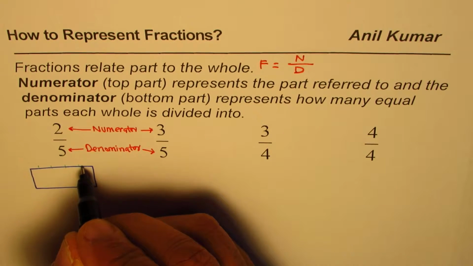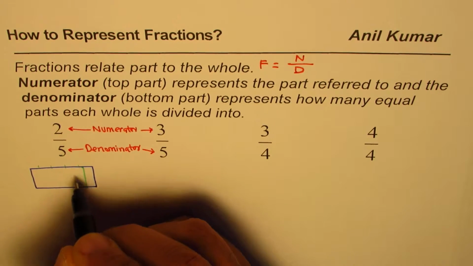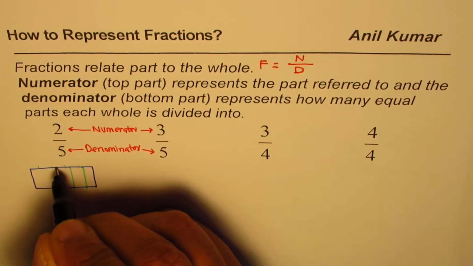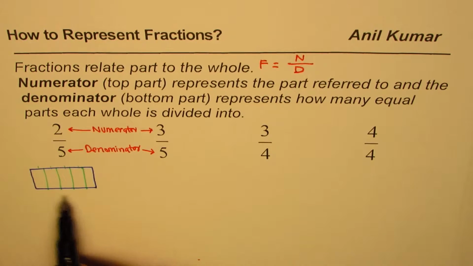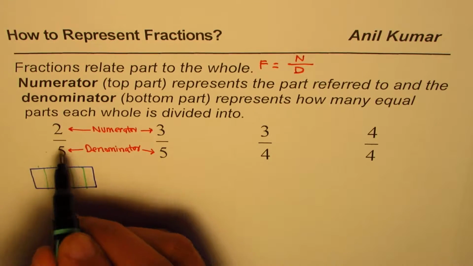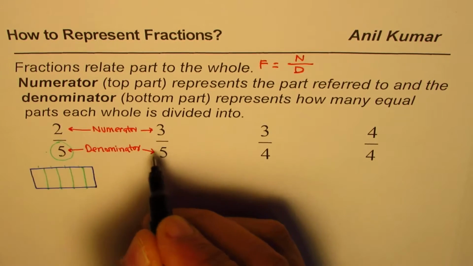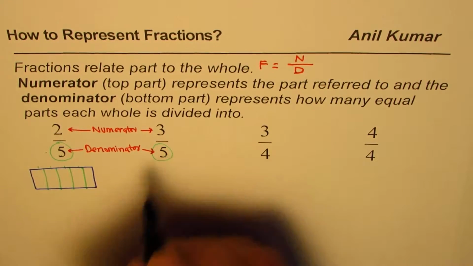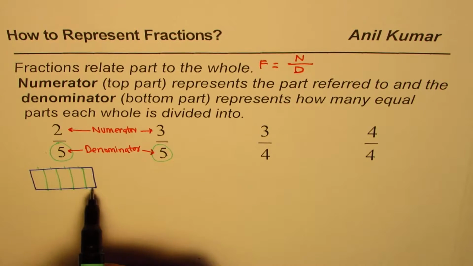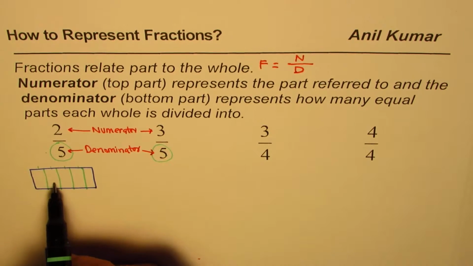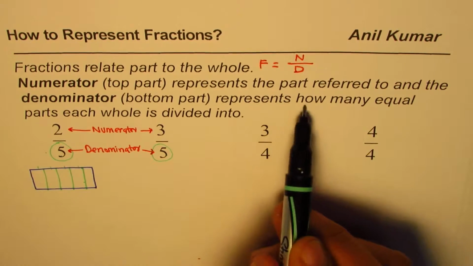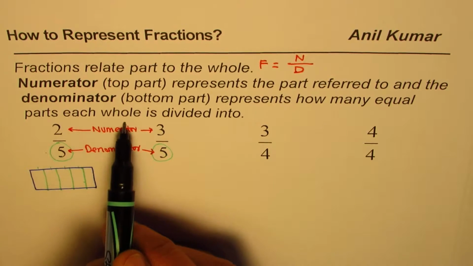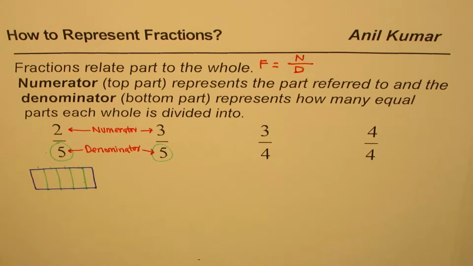So this seems to be longer, so I'm just starting from here. 1, 2, 3, 4 and 5. So assume that this rectangle has been divided into 5 equal parts. Now that really represents the denominator part, which is 5. Do you see 5? So 5 is in the denominator. So we divide one whole into 5 equal parts. So the denominator, the bottom part, represents how many equal parts each whole is divided into. That is what it really means.